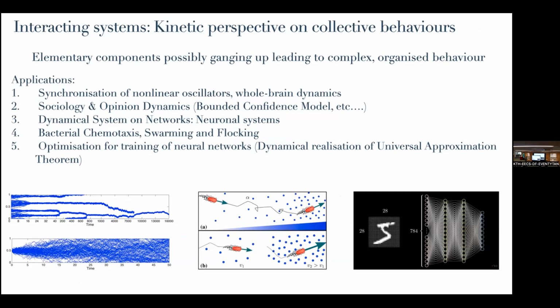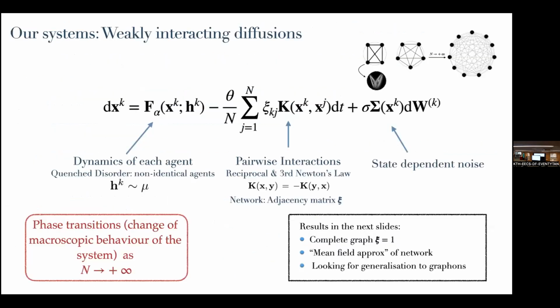The applications of these systems are all over the place in science, starting from synchronization, like we saw today, of nonlinear oscillators or phase oscillators, but they're used also for less physical systems. They can be used for sociology, opinion dynamics, and basically they're all over the place. And we'll see some applications of this. The systems that I've been considering are called weakly interacting diffusions. And again, we've seen a few today.